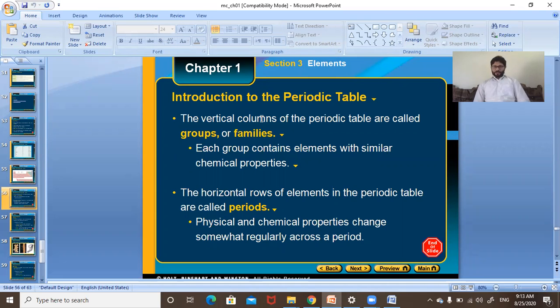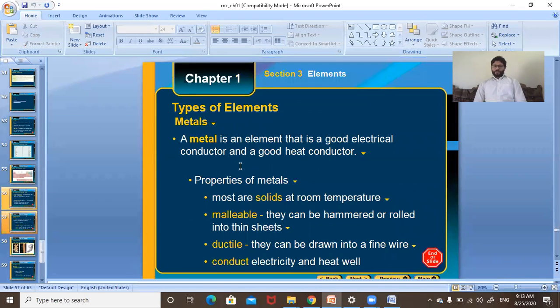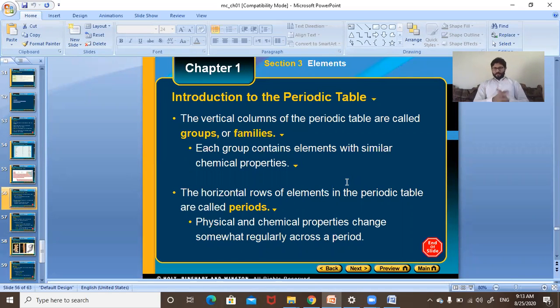The objectives of today's lessons are related to metals. We will discuss metals and non-metals. But before going to discuss this, let me rewind the last lecture, the last topic. It was related to groups and periods. As we discussed in our last video, the elements in the periodic table are arranged into groups and periods.